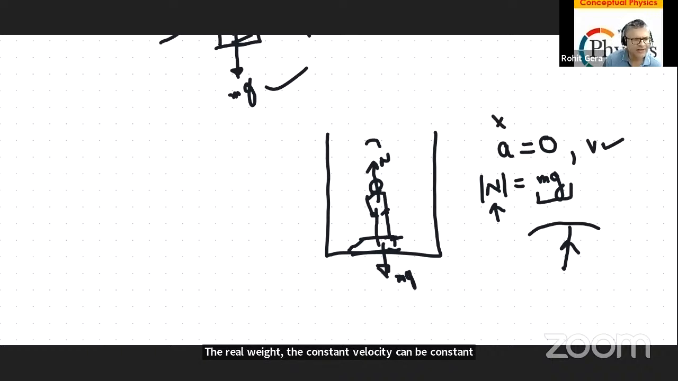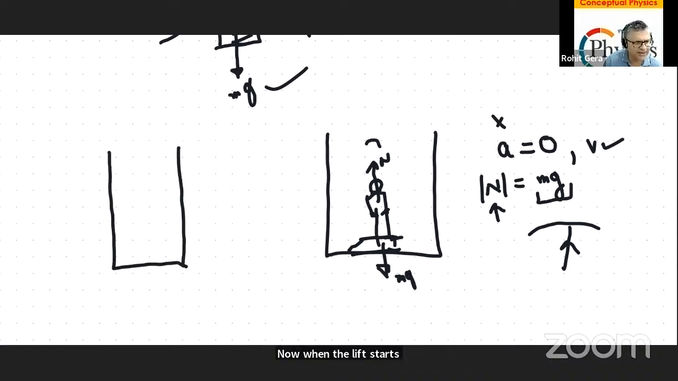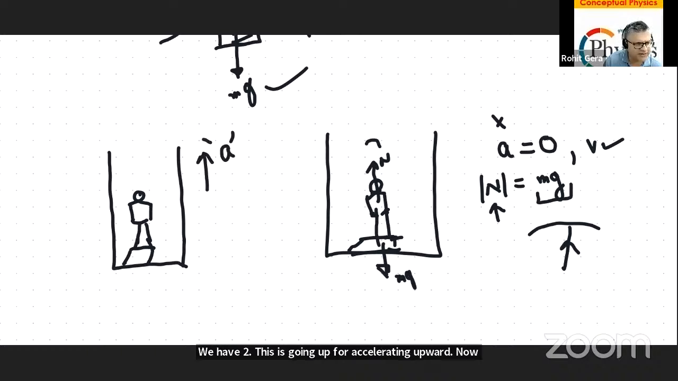Now, when the lift starts accelerating, and we have this weighing scale and the same man standing on the lift. All right, this is a man standing on the lift. This is going upward, accelerating upward. Now the man is still pressing it with mg. He has no choice and gets back the N as a normal reaction.